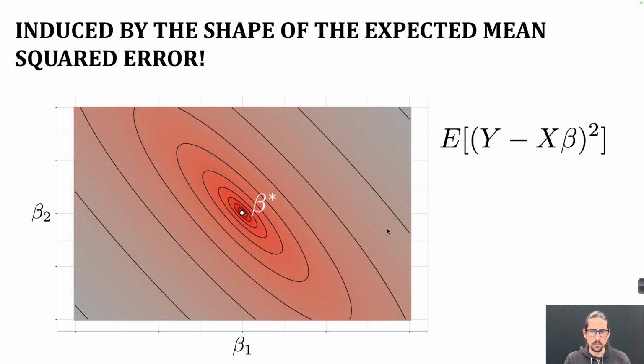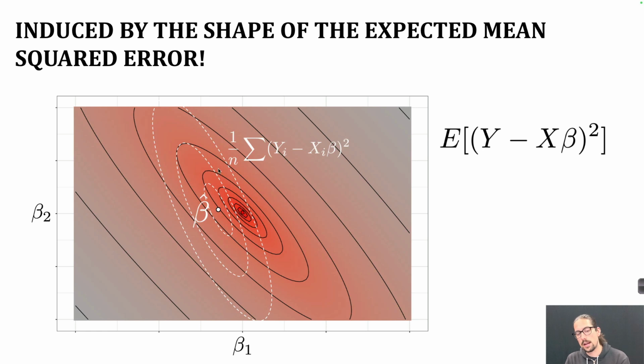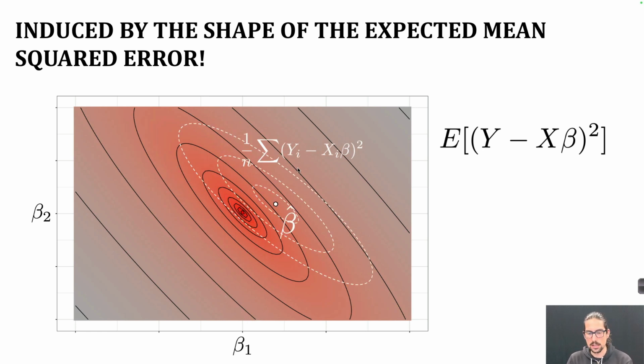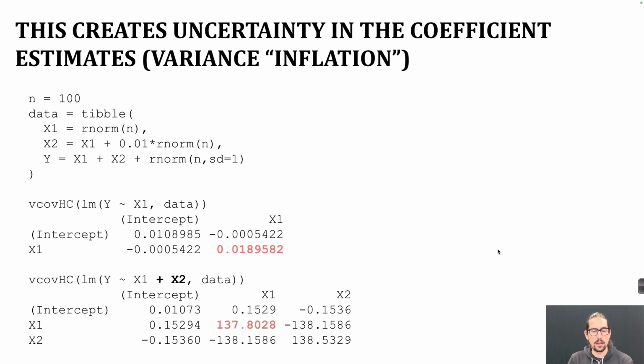And so what happens is that the sampling distribution of beta 1, beta 2 is actually induced by the shape of the mean squared error, right? So if this is my population mean squared error, then in any given sample, I'm going to be estimating the sampling distribution something like this, or something like that. And that creates uncertainty in the coefficient estimates. So that's all kind of abstract, but let's see in practice what this does.